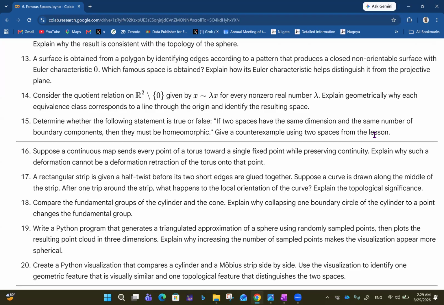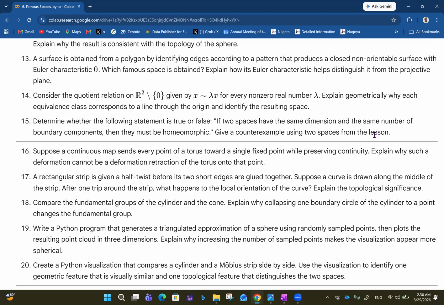It is false, because having the same dimension and the same number of boundary components is not sufficient to guarantee that two spaces are homeomorphic. A useful counterexample is the cylinder and the Mobius strip. All right. Both are two-dimensional surfaces with one or more boundary components. More precisely, the cylinder has two boundary components, while the Mobius strip has one. So they do not provide a counterexample to the statement as written.